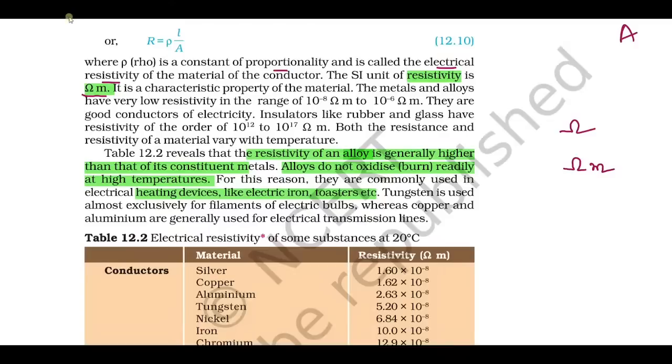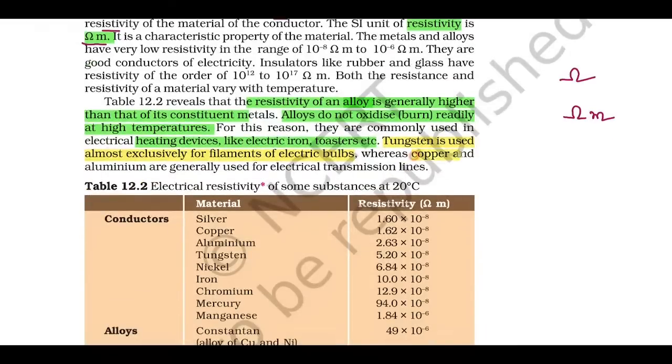And also you have one more important give reason question here. Tungsten is widely used, almost exclusively, for filaments of electric bulbs. Why? Because on heating it starts emitting light. That's why tungsten is almost exclusively used for filaments of electric bulbs. And also copper and aluminum are generally used for electrical transmission lines.